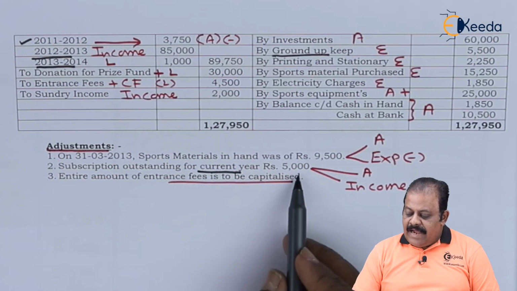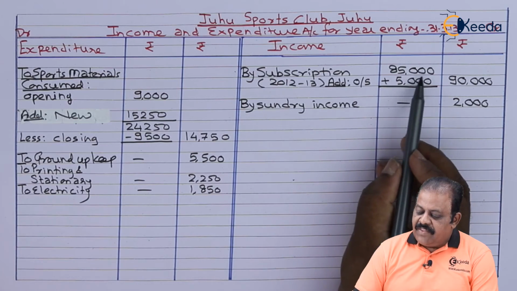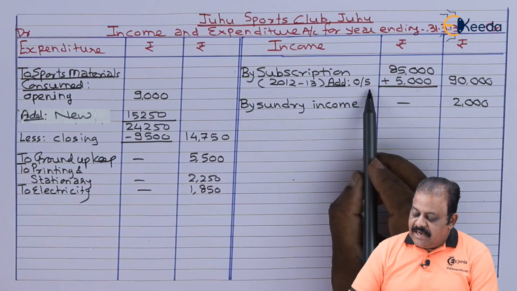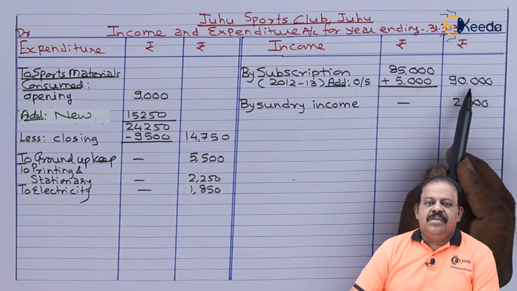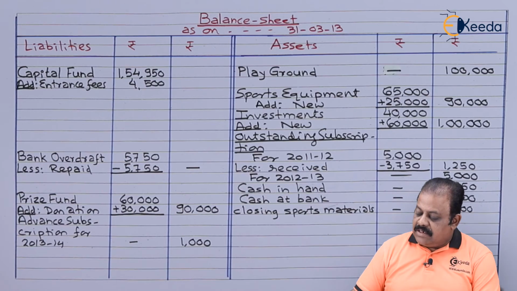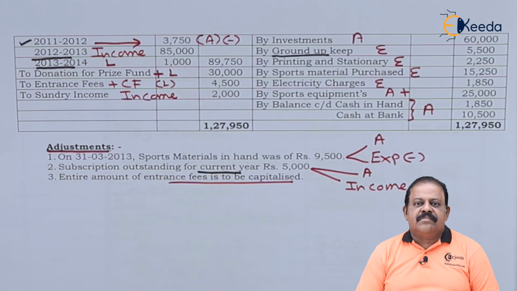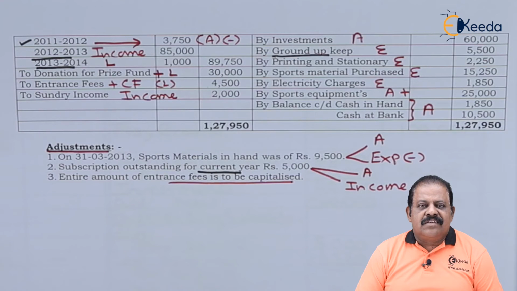Next, subscription outstanding for current year 5,000. This will be added to the amount of current year subscription received. Subscription 85,000. Added outstanding 5,000. It is now 90,000. Outstanding subscription for 2012-13 amount is 5,000. Entire amount of entrance fees is to be capitalized. We already considered this adjustment and we have given effect to that.